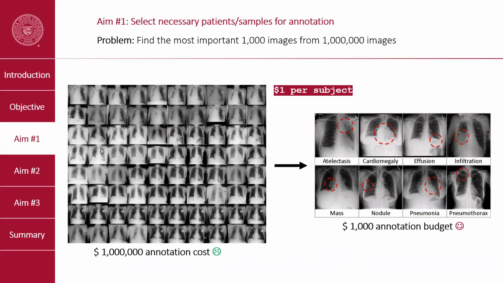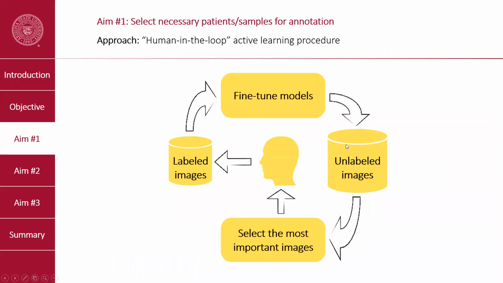The first aim is to select necessary samples for annotation. Medical images are generated every day. With limited budget and time, it is infeasible to annotate each and every clinical image. So we try to find an important subset of images for human experts to annotate. The common approach is called the human-in-the-loop active learning procedure. It incorporates both the human expert and the deep model together to precisely detect a disease.